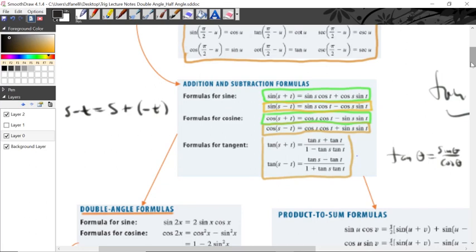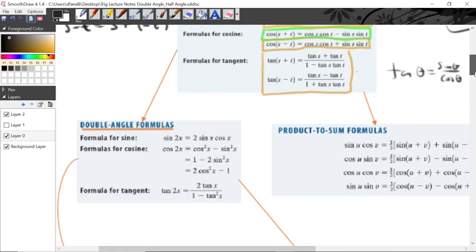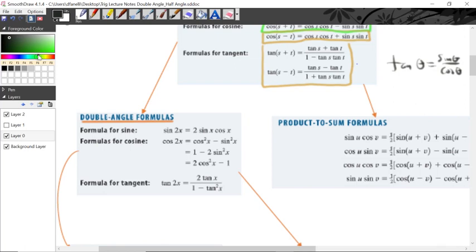Okay, so the two in green are the ones that I say you should absolutely memorize, and the ones in orange, you should be able to derive as needed. Now, moving on to double angle formulas. For the double angle formulas, I say you should absolutely know the sine of 2x. It shows up so commonly in so many applications, you should certainly know that one. And you also should know all three of the double angle formulas for cosine.